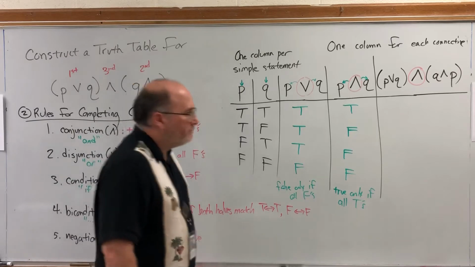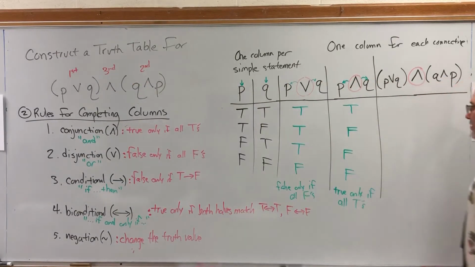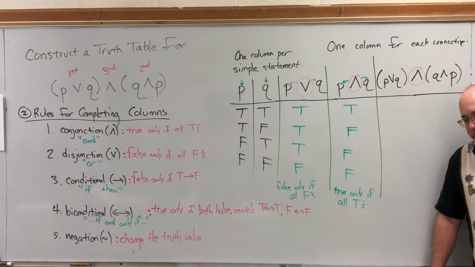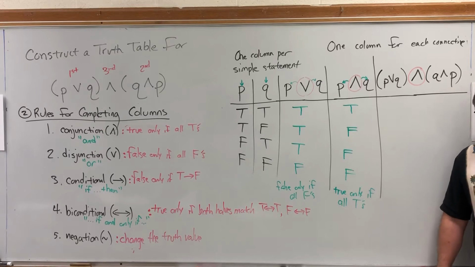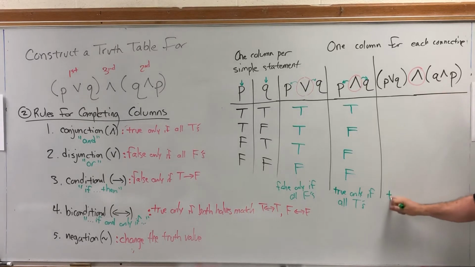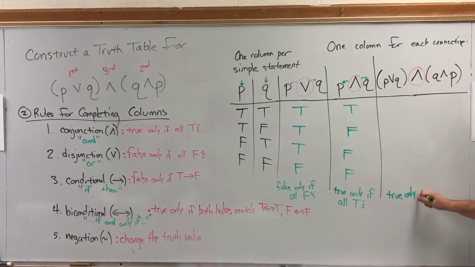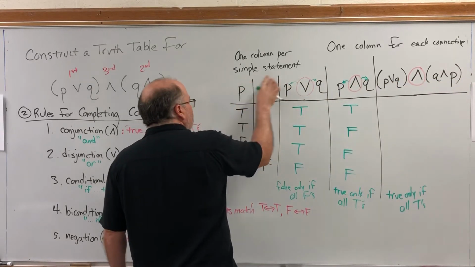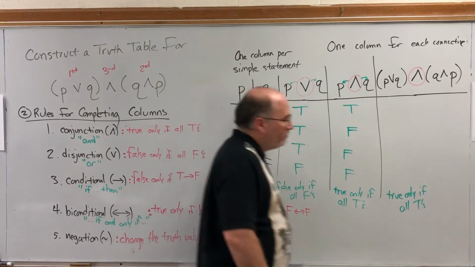And then do it again. Not to sound like a broken record, but every time you move to a column, you ask yourself two questions. What rule am I going to do, and which columns am I going to do that rule to? This last column was built on this conjunction, and the rule for conjunction is still true only if all T's. But what's different about this column than the previous one isn't the rule, it's the columns I'm going to apply it to. Let me erase these green arrows, because I may or may not be pointing at those.